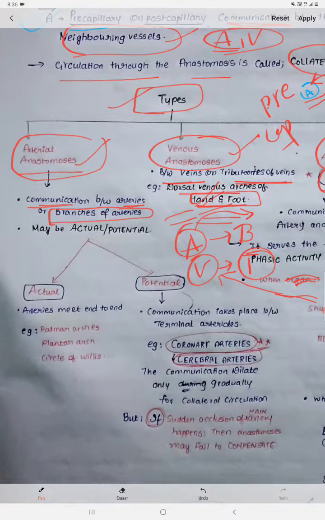The arterial anastomosis again consists of two types. It may be actual or potential. What do you mean by actual? Arteries meet end to end, so they will have a communication. Examples are palmar arches, plantar arch and circle of Willis. The circle of Willis is again a very important thing which can be discussed in further sessions.